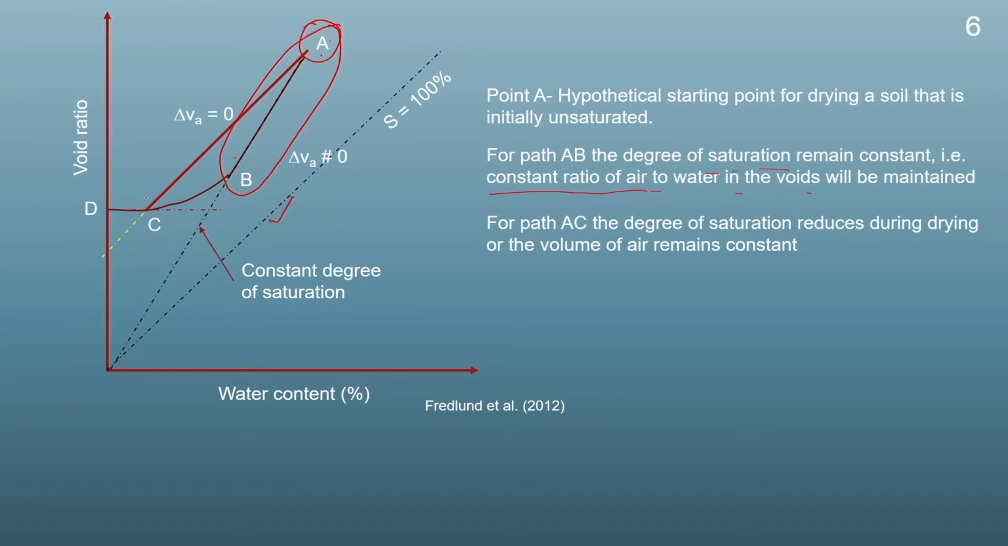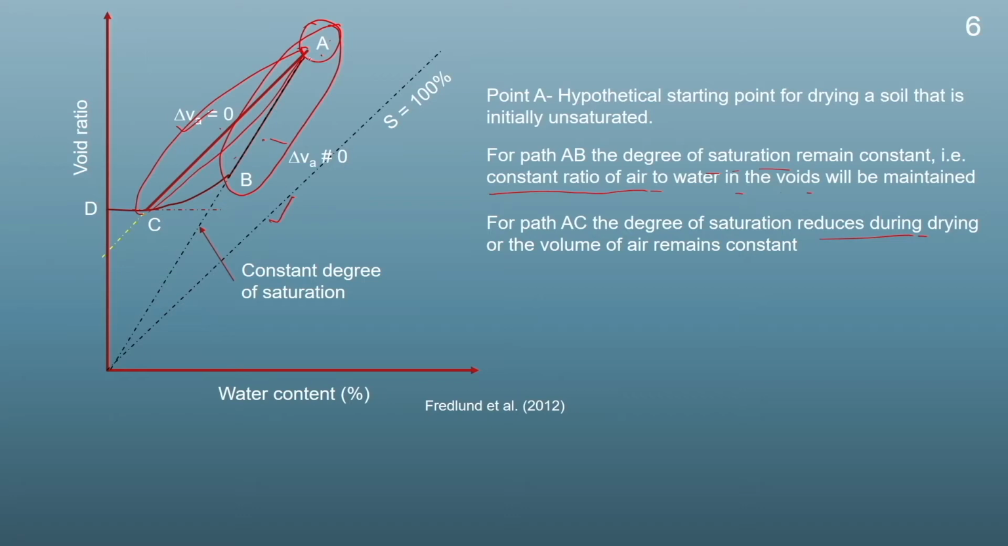If we dry the soil sample in such a way that the degree of saturation reduces during the drying, or the volume of the air remains constant, then we will get the line AC. This AC will be obtained when the degree of saturation does not remain constant during the drying, or the volume of the air remains constant. So, here del VA equals 0, but in the other case del VA is not equal to 0.